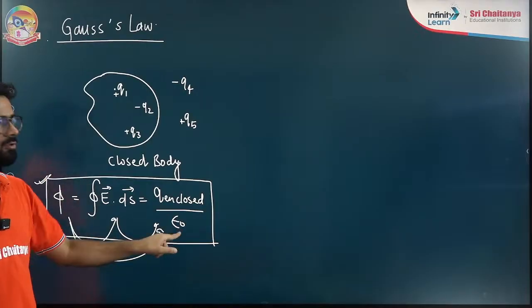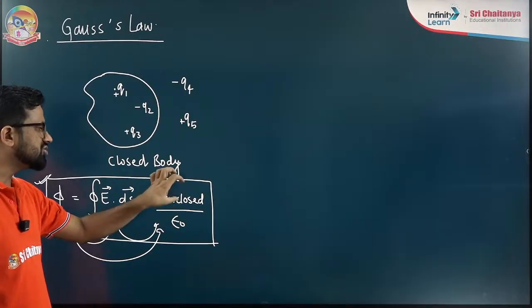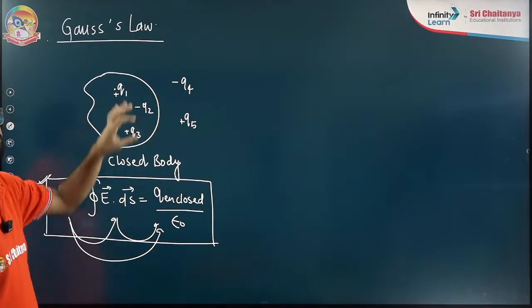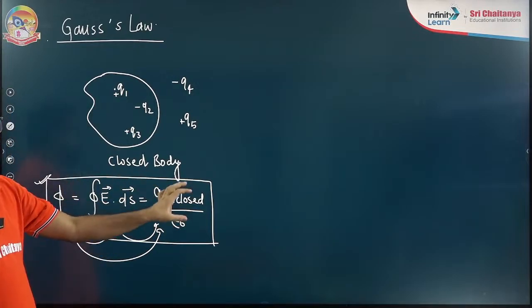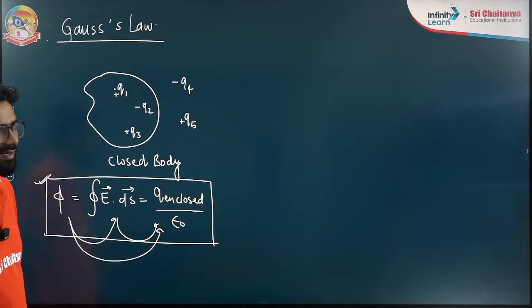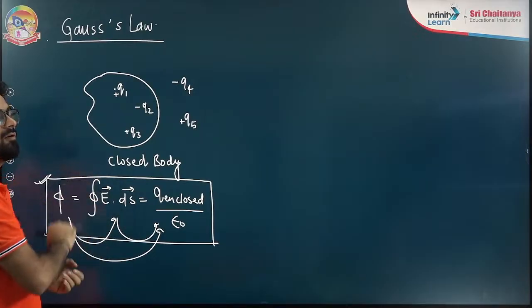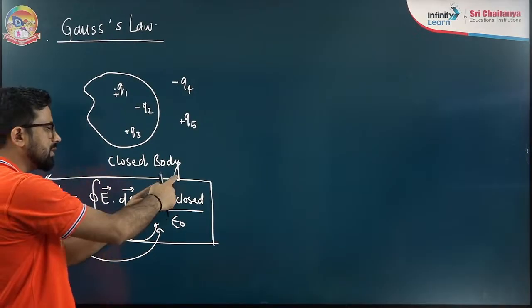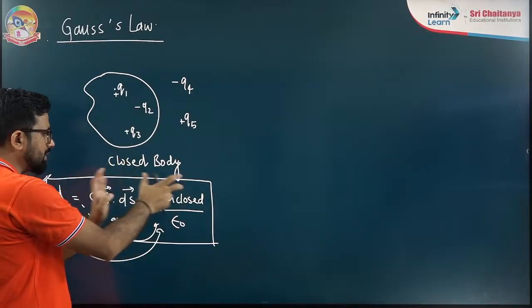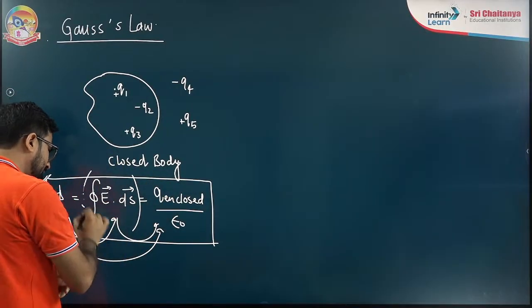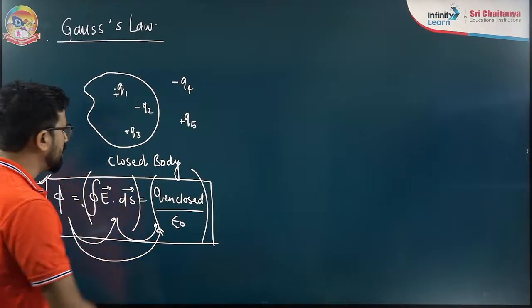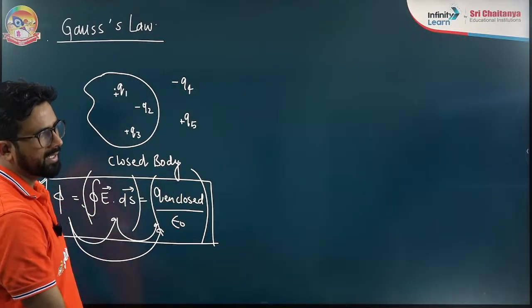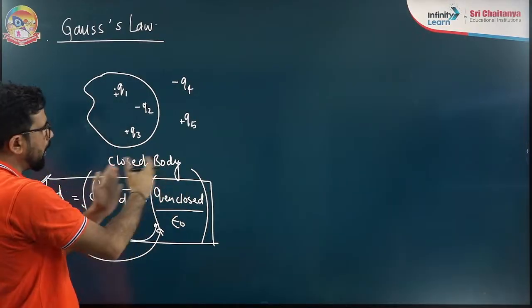The second way to calculate the flux is if you know the charge enclosed in the closed body. If charge is there, then also you can calculate it. But by the way, the flux is equal to the closed integral of E dot ds, and the flux is also equal to q enclosed by epsilon. That means these two terms are also equal. That means the closed integral of E dot ds is equal to q enclosed by epsilon naught.